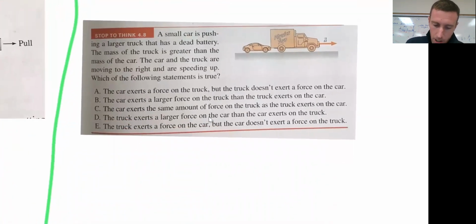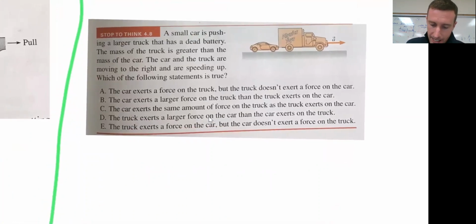A small car is pushing a larger truck that has a dead battery. The mass of the truck is greater than the mass of the car. The car and the truck are moving to the right and are speeding up. Okay, so they're going to the right and they're speeding up, so there's my motion diagram. The acceleration is in that direction.